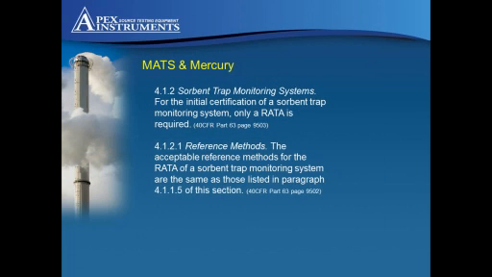So turning our attention back to Part 63, it outlines the requirements for certifying and keeping the sorbent trap system calibrated. Section 4.1.2 states that only a relative accuracy test audit, or as everyone might know it, a RATA, must be performed for initial certification of a sorbent trap monitoring system. The acceptable reference methods for performing a RATA are listed in Section 4.1.1.5. So let's take a look at what that section has to say.